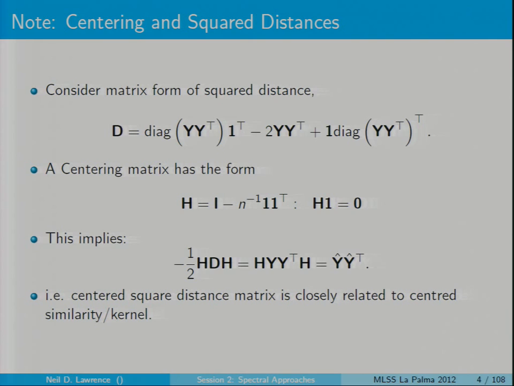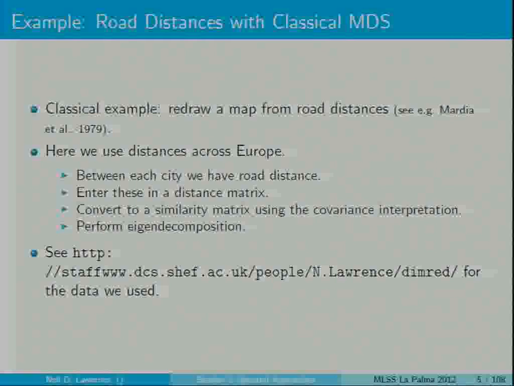So I want to use an example. You might think, well, what's all this about distances? Well, here's a classic statistical example of when you get given distances and how you project them. We redraw a road map, a map from road distances. We're using distances across Europe, and all we know is city names and what the distance between those different cities is, yeah? So that we can get a squared distance matrix.